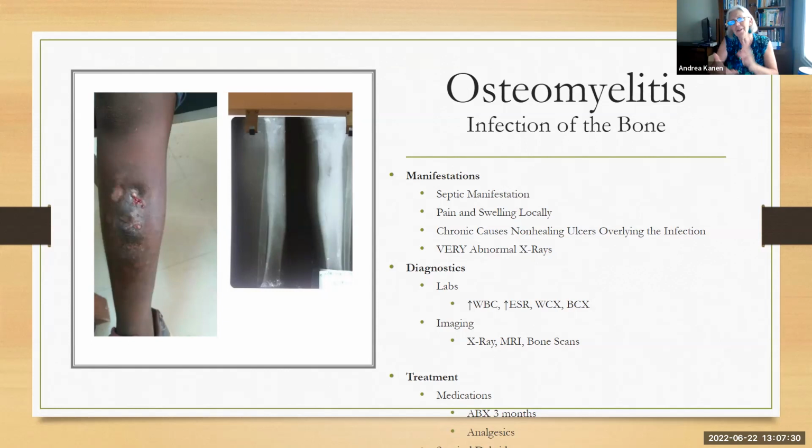So again, nursing treatment: neurovascular assessment again, those six P's, and dressing changes are going to be the main nursing issues.